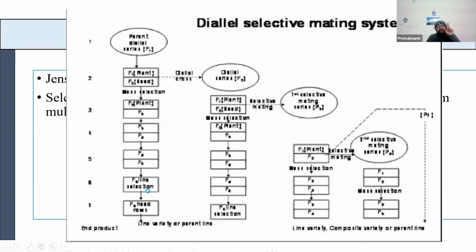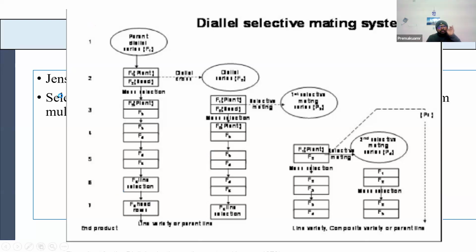On one hand, we are developing a pure line, and on the other hand, we are making a heterogeneous population and allowing the recombination to happen. It means you are increasing the genetic base without compromising the development of pure lines. You are doing two jobs.